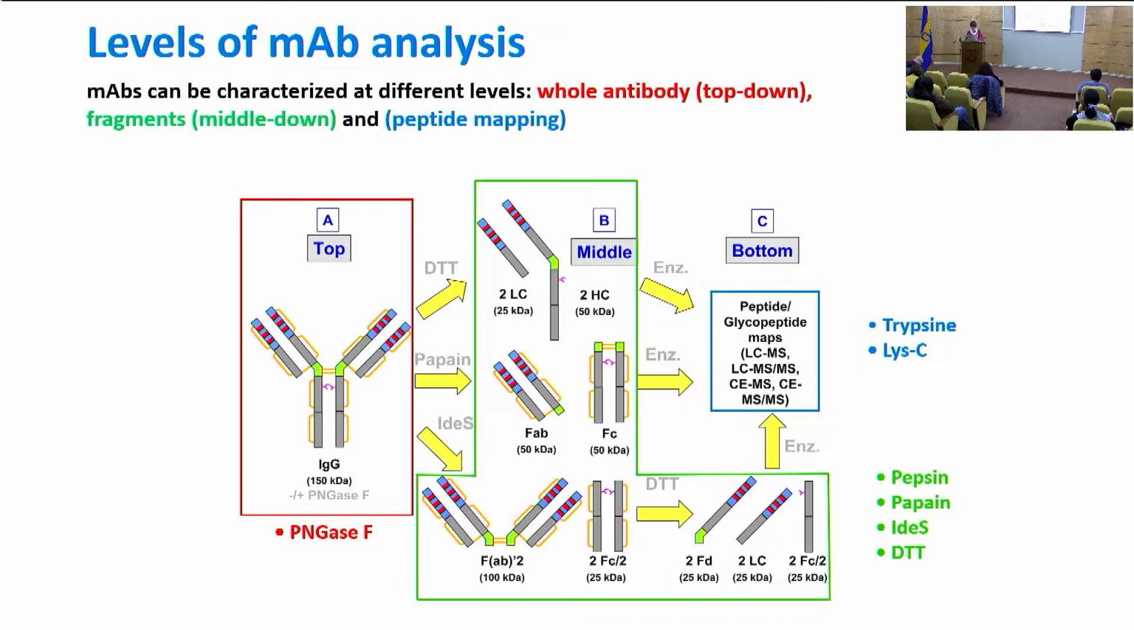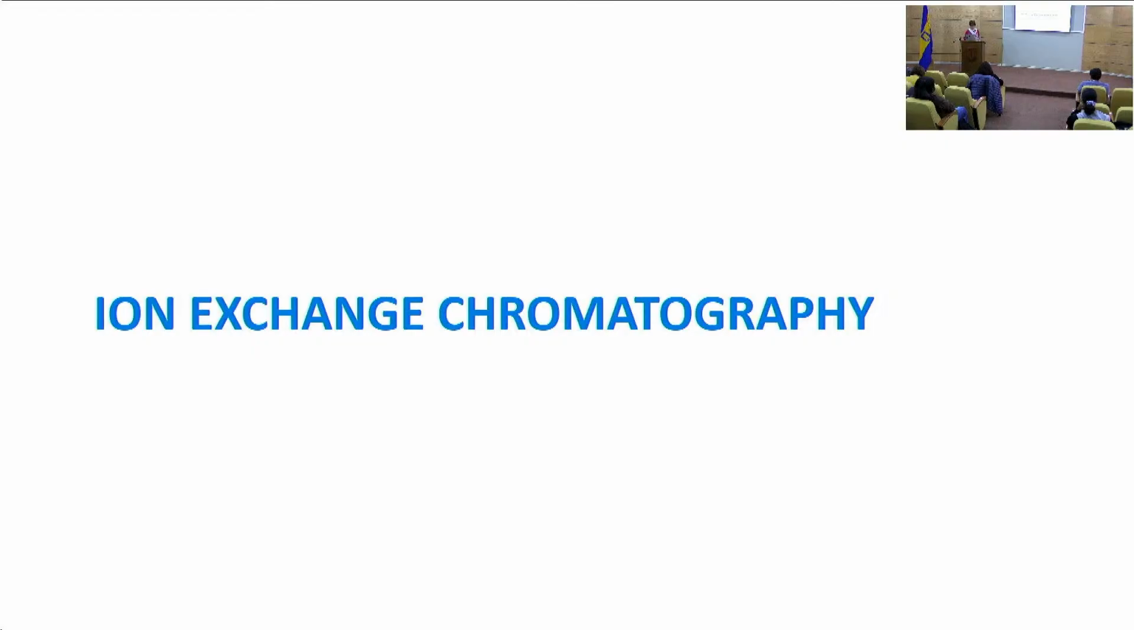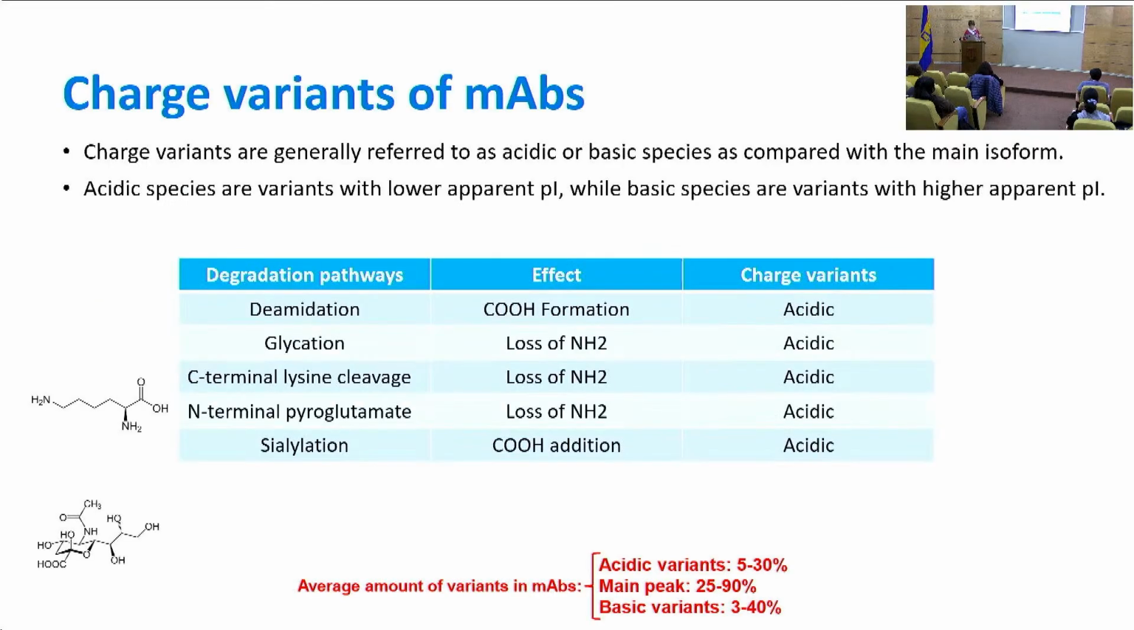So to analyze the MABs, you have different methods that allow checking the purity and the identity of the MAB. If we come back to quality control, you have chromatographic methods, electrophoretic methods, mass spectrometry, and spectroscopy methods. I will not go into detail on those, only the most simple one. For the chromatographic methods, ion exchange chromatography, for instance. Here is summarized all the charge variants that MABs could produce.